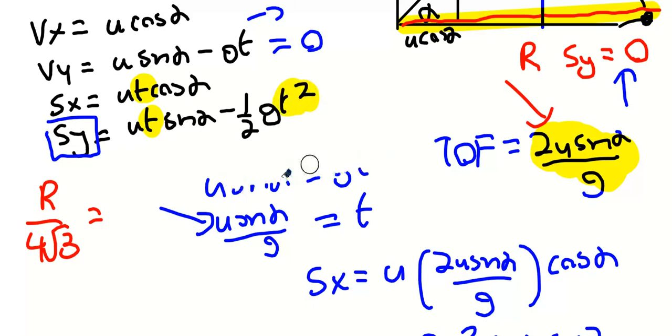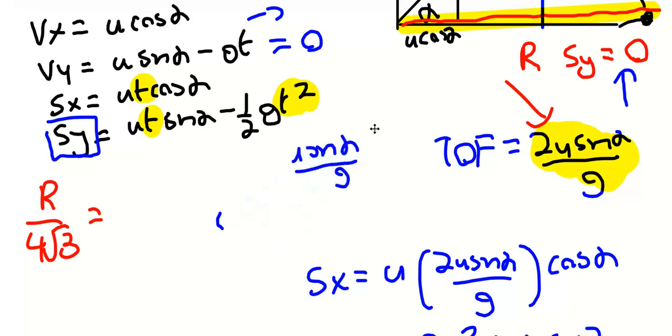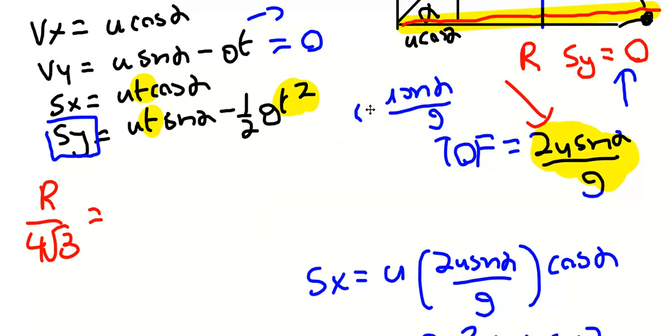U sine alpha over g. Okay, let's do it. Okay, so that's u. To be fair, this one's slightly harder, but nothing crazy. So it's going to be u times what? U times u sine alpha over g.